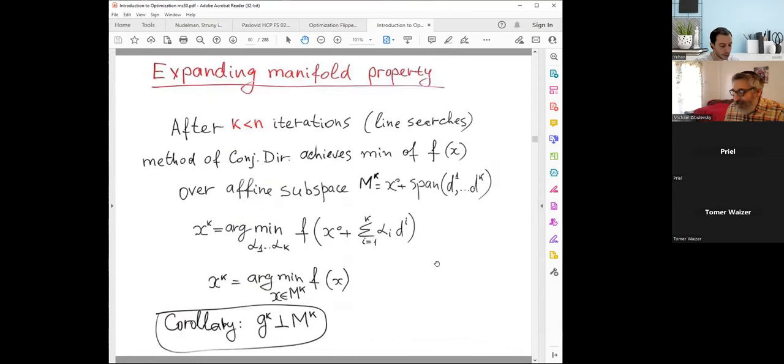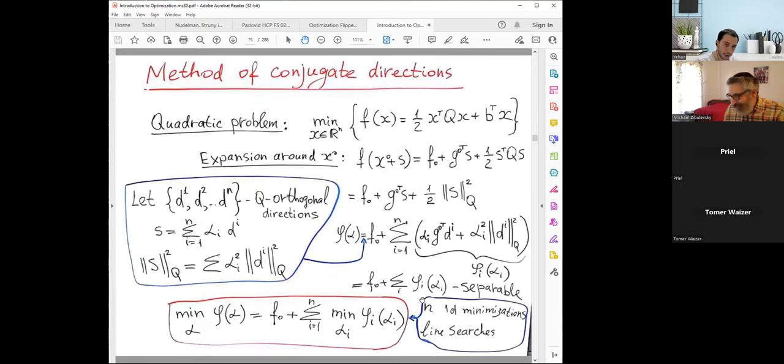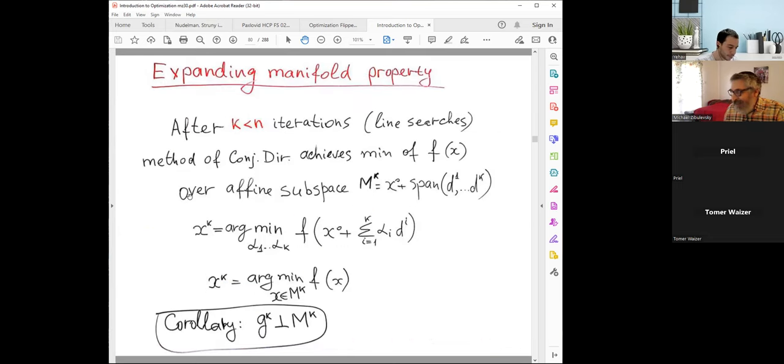Okay, let's continue. And now we are with your question. If we minimize in a set of directions, and we use only a limited number of terms, then we optimize in the subspace spanned by just several of those directions, not all. So after n steps, we optimize in the span of the first n directions. And that's why our gradient, after this minimization, should be orthogonal to this affine subspace.